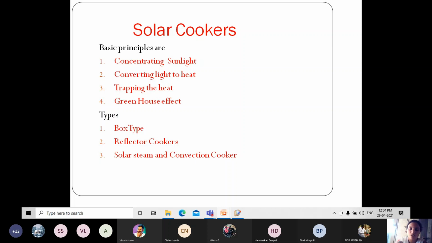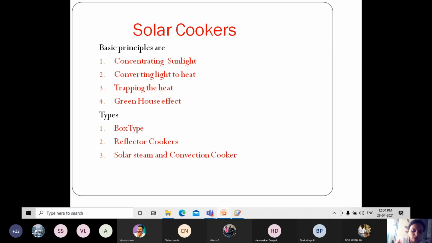This can be used at times of wind and also at times of cloudy and hot days, because a plastic bag or tightly sealed glass cover will catch the hot air inside the cooker. Next is the greenhouse effect.